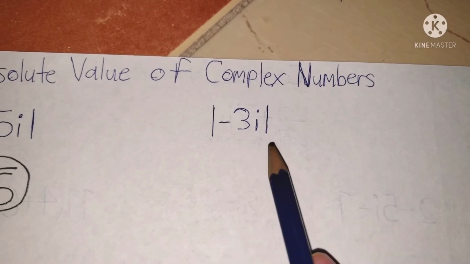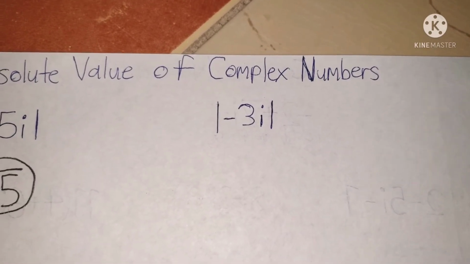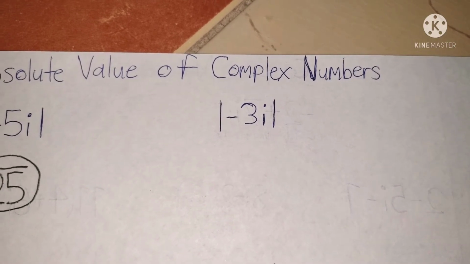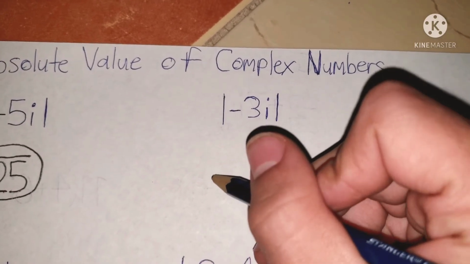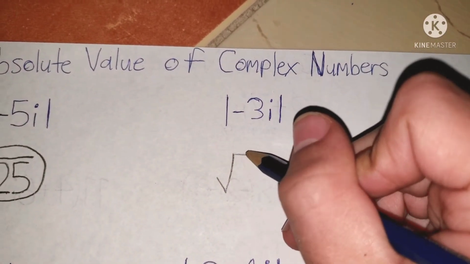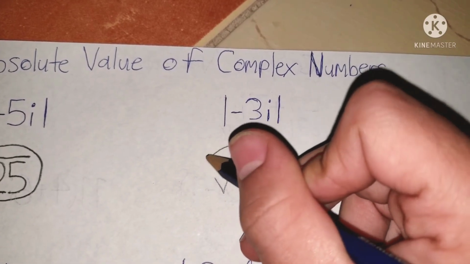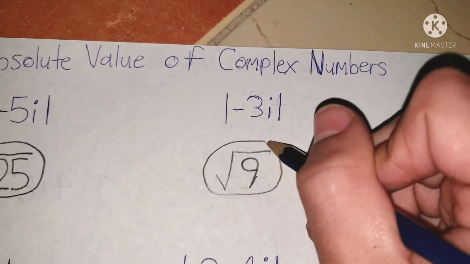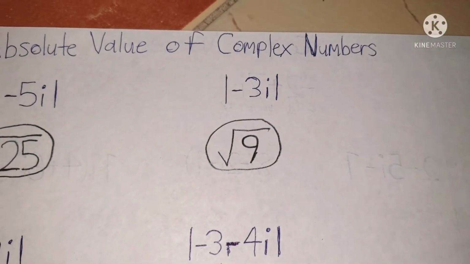And negative 3i. What do you do here again? Well, negative 3i. Negative 3 times negative 3 is going to be positive 9. So the final answer for this one is going to be square root 9. Again, don't forget the square root if you get the final answer, or it's going to be wrong. So negative 3i is going to be square root 9.